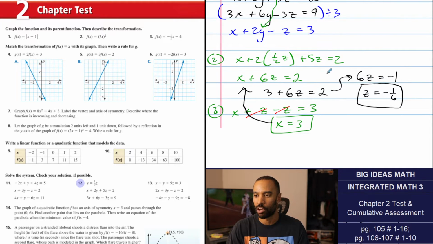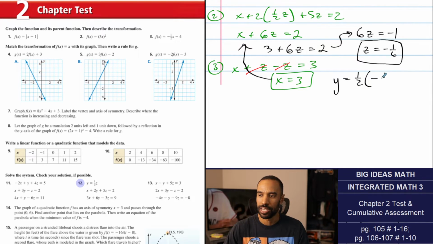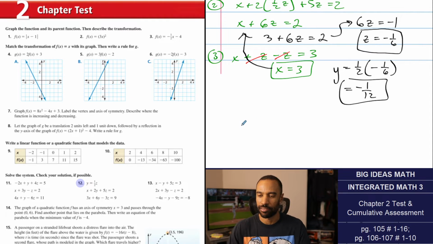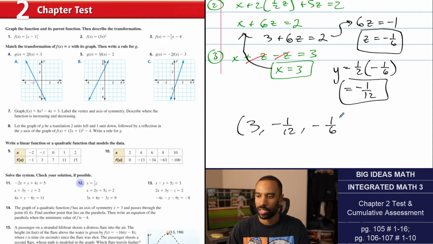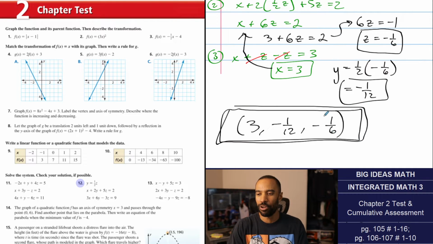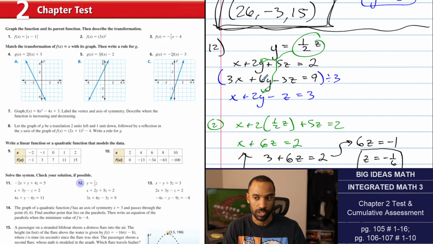And then the last one we have to solve for is y, and y equals 1/2 of z. So y is 1/2 of z, which is negative 1/12. So we get some fraction answers there. I didn't have to go for common denominators or anything like that, but we have 3, negative 1/12, and negative 1/6. They did say check your solution if possible. If you do, you plug in 3, negative 1/12, and negative 1/6 into your 3 original equations, and you see if they work out.